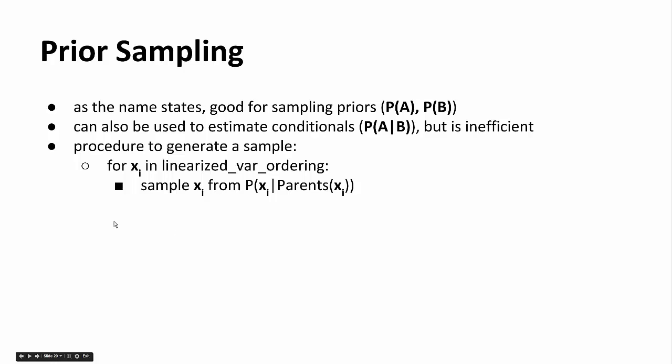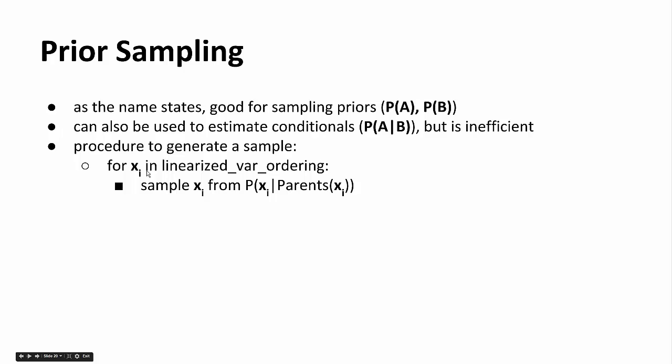So, just talking about what it is. Prior sampling, as the name implies, is good for sampling priors, which just look like probability of A or probability of B, so nothing behind the conditioning bar. We can also use it to estimate conditionals, like the conditional probability table P of A given something, but it's generally inefficient, and we'll see why. But the procedure is very simple.